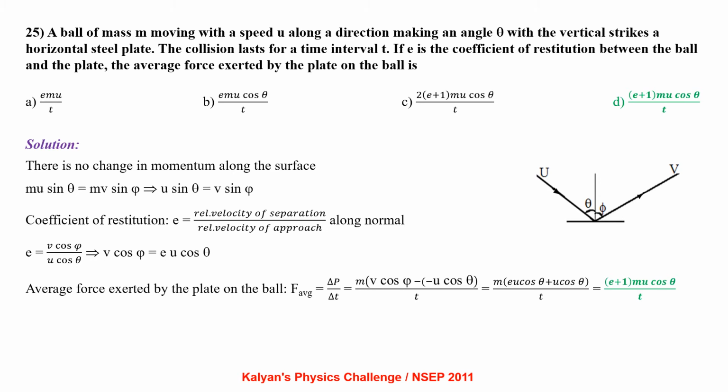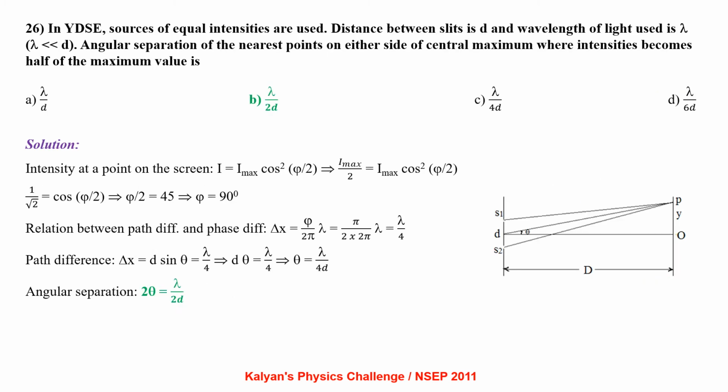In YDSE, sources of equal intensities are used. Distance between slits is d and wavelength of light used is lambda. Angular separation of the nearest points on either side of the central maximum, where intensities become half of the maximum value, is? Intensity at a point on the screen I equal to I max cos square phi by 2. Here I is I max by 2, so we get phi equal to 90 degrees.